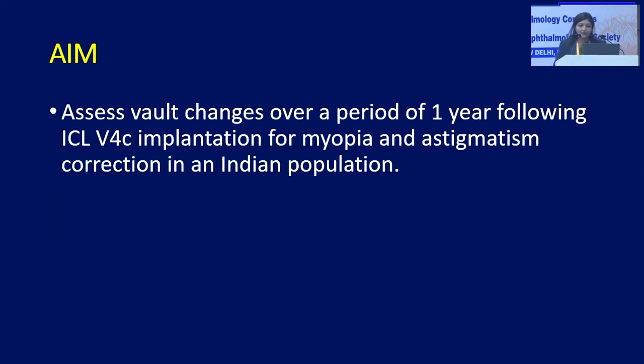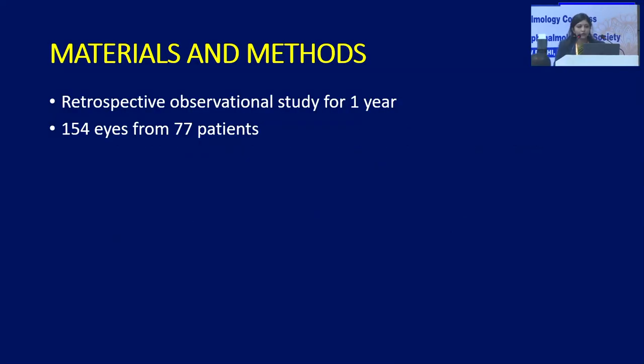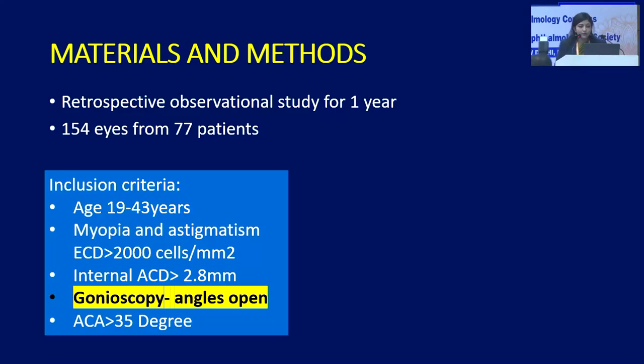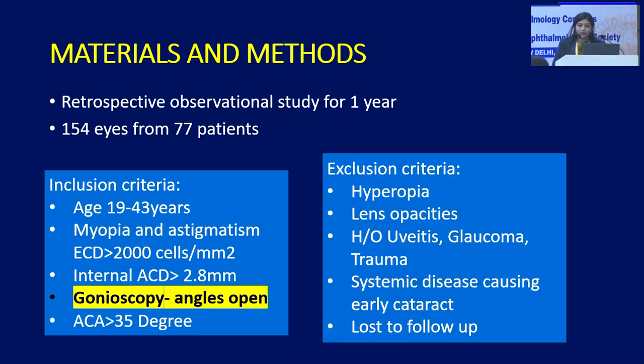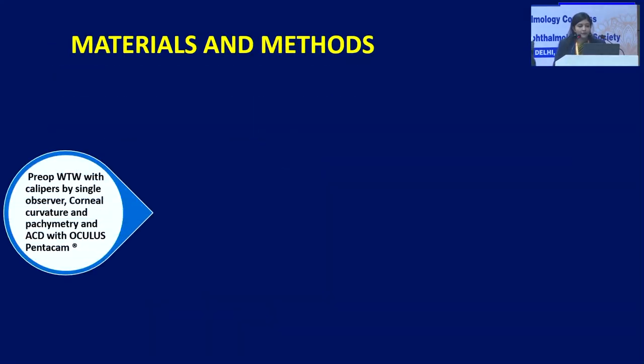So our aim was to assess the vault changes over a period of 1 year following ICL V4C implantation for myopia and astigmatism, and also assess the factors associated with the long-term vault changes. We did a retrospective observational study for 1 year in 154 eyes from 77 patients and included myopia and astigmatism with all the parameters within normal limits, and excluded those with hyperopia, any oculopathology, and patients who were lost to follow-up.